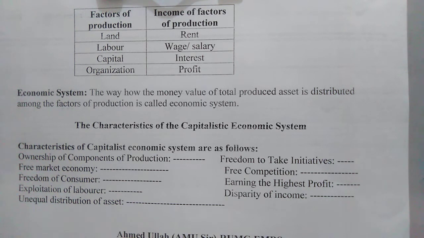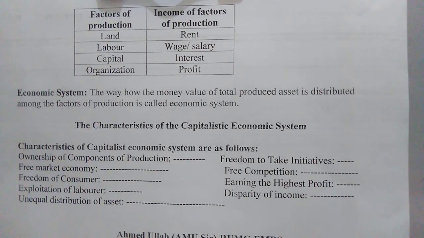In this case, the individual himself takes all decisions. That is, in the capitalist economic system, the four factors of production are in the hands of the individual. They can take any initiative without any interference of the government.